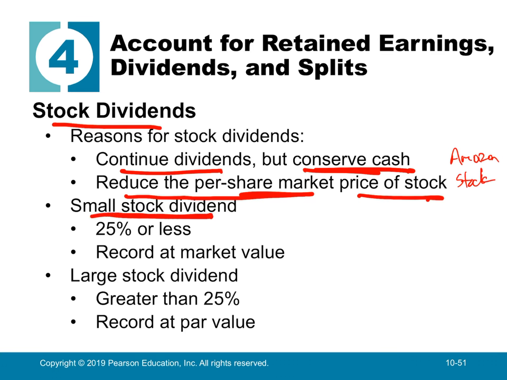If it's a small stock dividend, meaning it's 25% or less, you're going to record it at market value. If it's a large stock dividend, meaning greater than 25%, you're going to record it at par value.